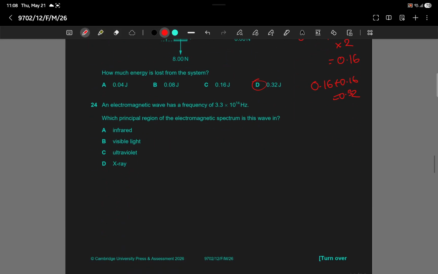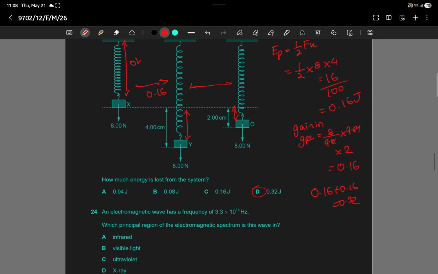Guys, my internet is going pretty slow. Wait, it's not loading, is it? Wait, let's fix this real quick.